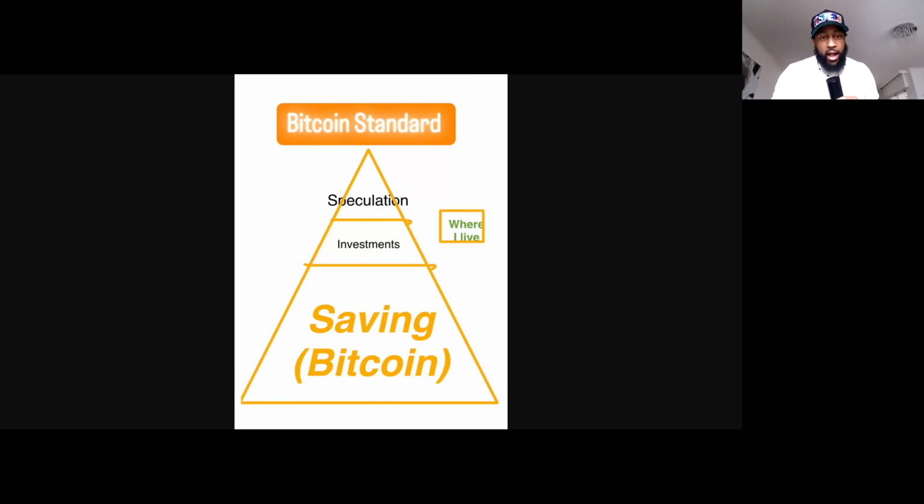All right. So at the very bottom, and the biggest part, is your savings account. Notice that on the other triangle, in the other portfolio, your savings was the smallest portion.